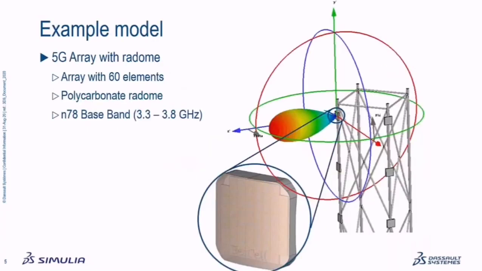I will use in this talk an example of a 5G array together with a radome. This array will consist of 60 elements, and the radome will be a polycarbonate radome. We will design this for the N78 band for 5G applications.